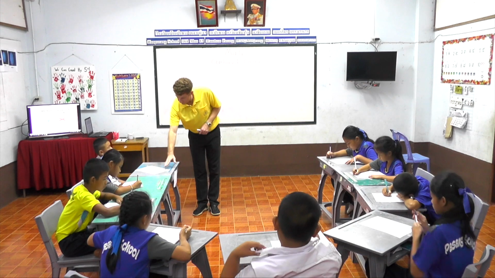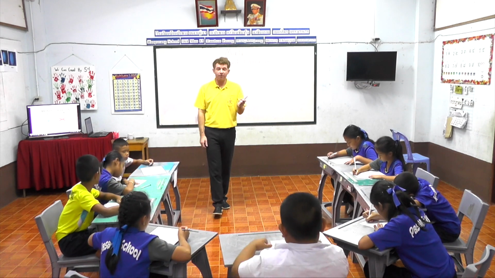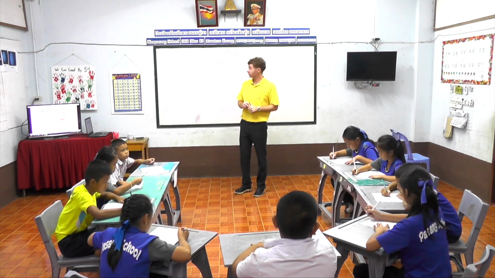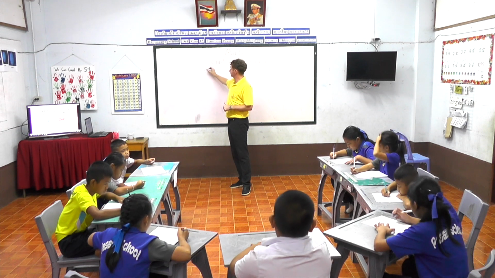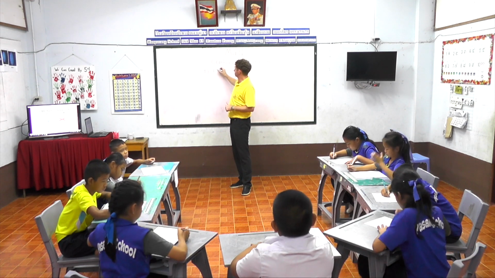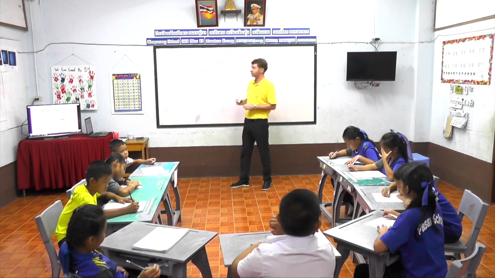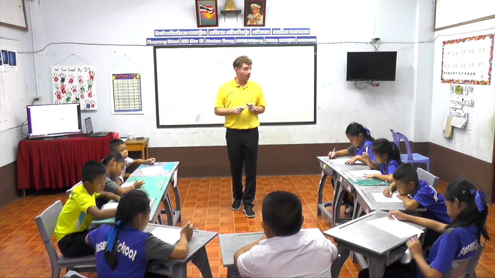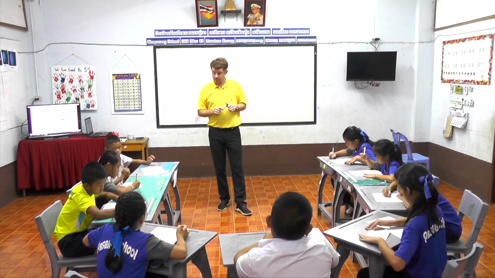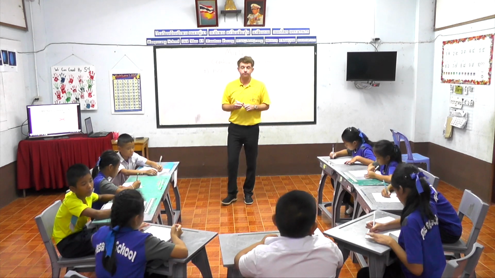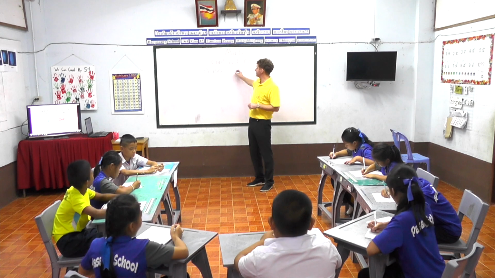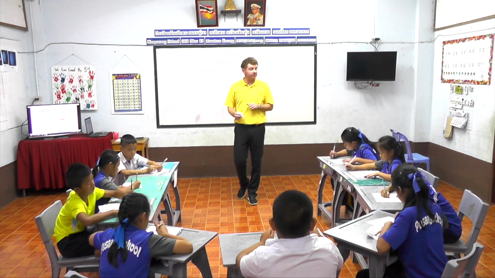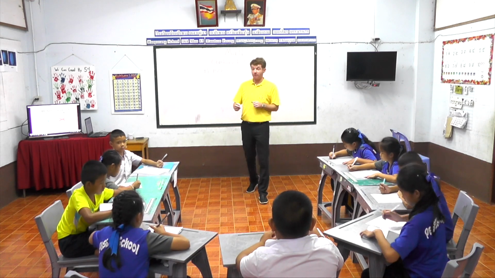So for example, word problem number 1. Farsai has 750 baht in her purse. So for number 1, we can begin with the starting amount, 750. Farsai has 750 baht in her purse. But then she buys a book. How much does she spend on the book? 75 baht.